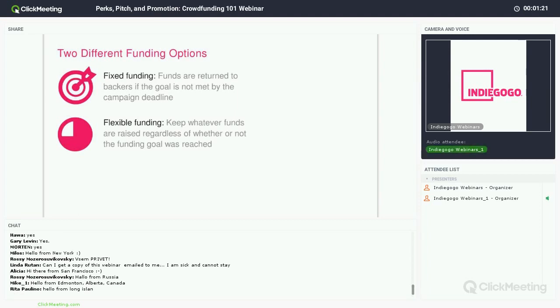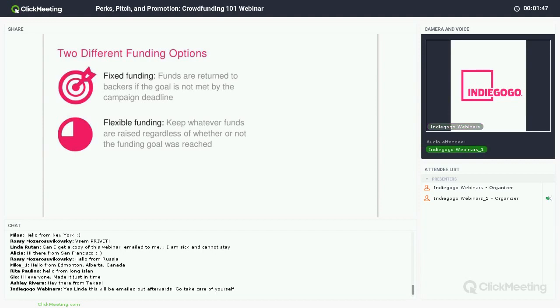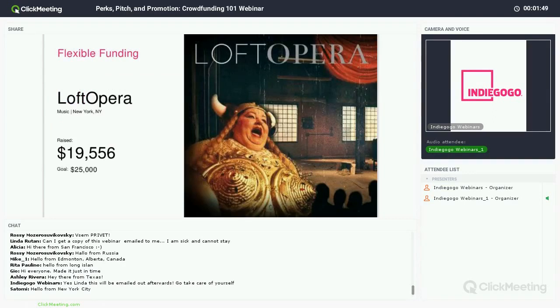Flexible funding is another option we have, which allows you to keep all of the funds that you raise, even if you don't hit 100% of your goal. This is really exciting for campaigns that, especially socially focused ones, where any amount of funds you raise are helpful. For fixed funding, it's more for campaigns that need 100% of the funds, or they won't be able to get their campaign or their project started at all. So we have a couple different examples to help this settle a little bit.